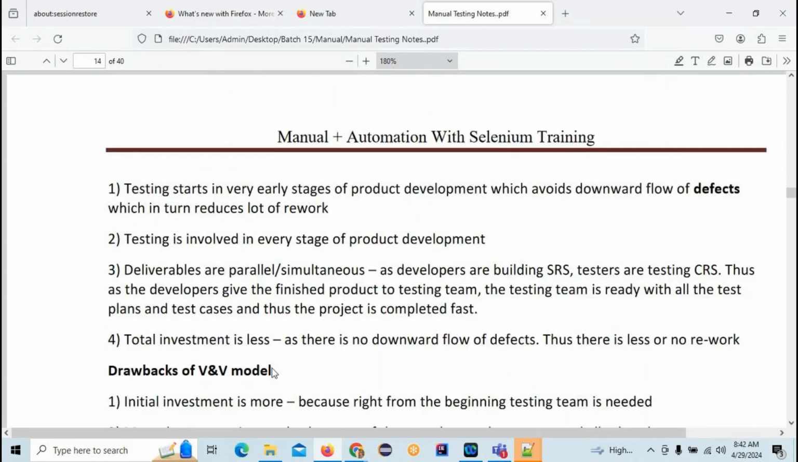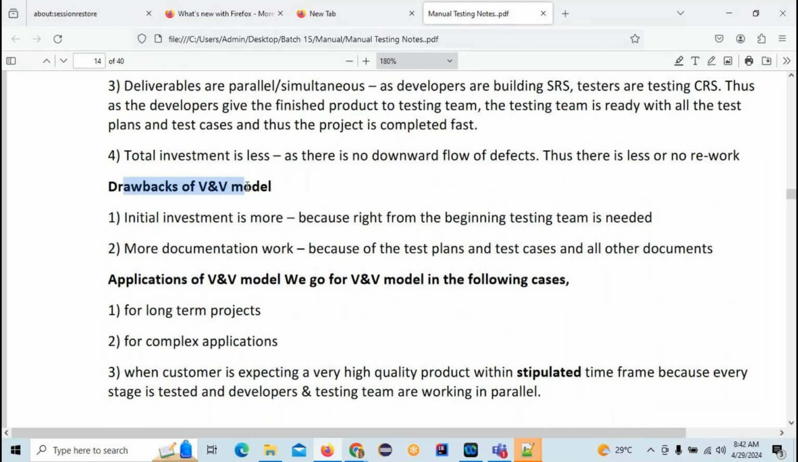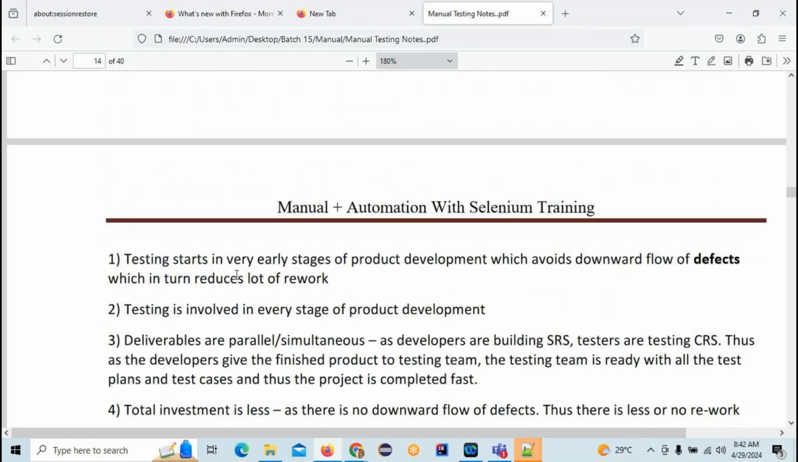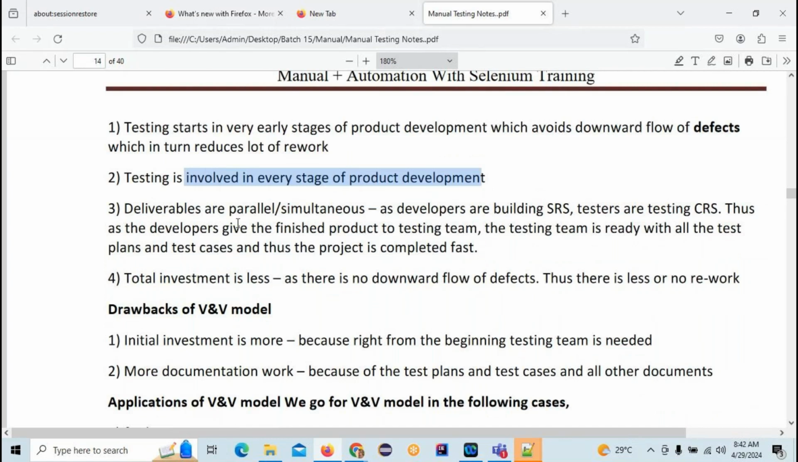Here you can see the advantages and drawbacks of the V model. What are the advantages? Testing starts in the early stages of product development, which avoids the downward flow of defects and in turn reduces a lot of rework. Testing is involved in every stage of product development, and deliverables are parallel. As developers are building the SRS, testers are testing the CRS, as I explained in the diagram. Total investment is less as there is no downward flow of defects.